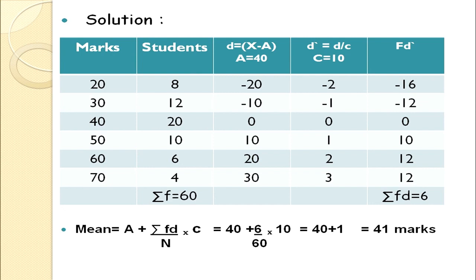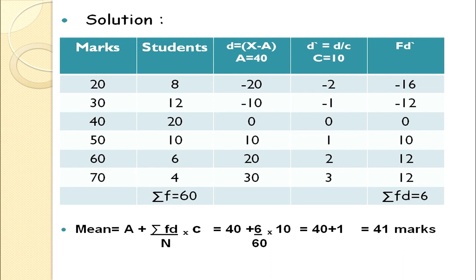First step, we have calculated D. D is equals to x minus A: minus 20, minus 10, 0, 10, 20, 30. Now, observing D, we can easily say that whole of the values can be divided by common factor as 10. So, the next step is we have to divide this deviation by the common factor to get D dash. So, D dash is equals to D divided by C, where C is 10.